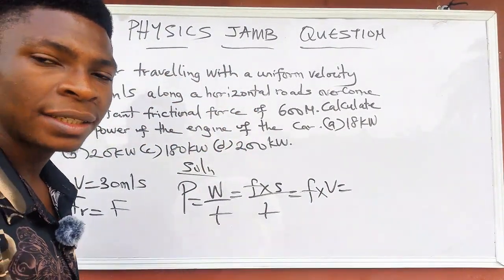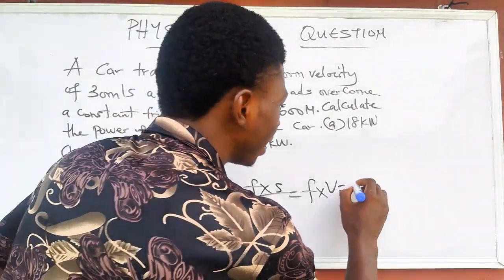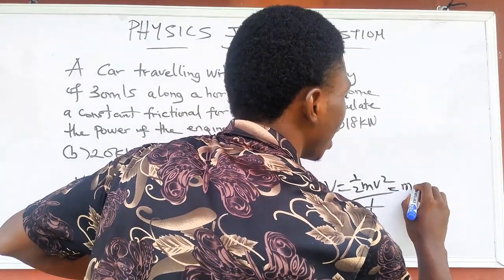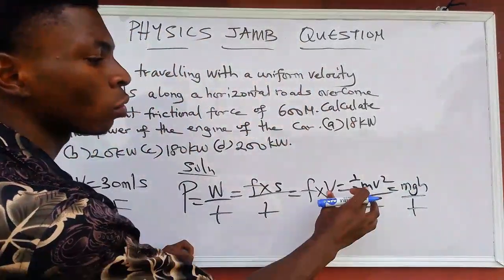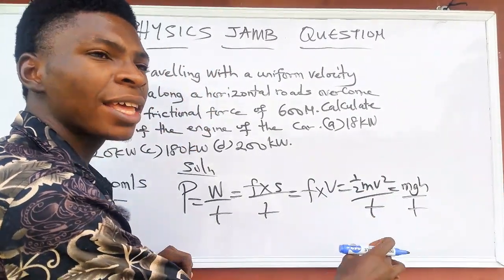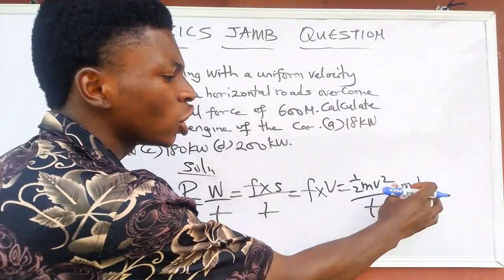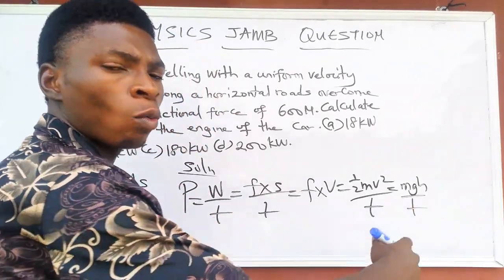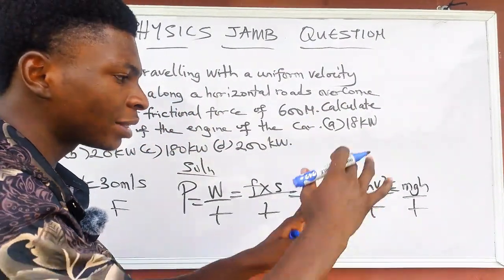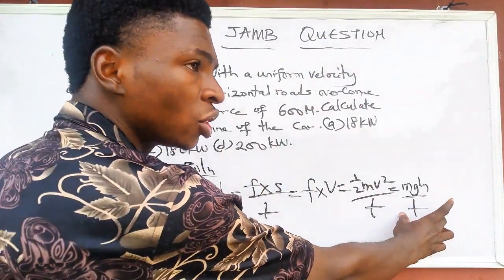We also have half mv squared over t. Half mv squared is kinetic energy, all over t. And then mgh all over t. The half mv squared over t is the power a body possesses when moving. The mgh over t is the power a body possesses when it is at a height above the ground.